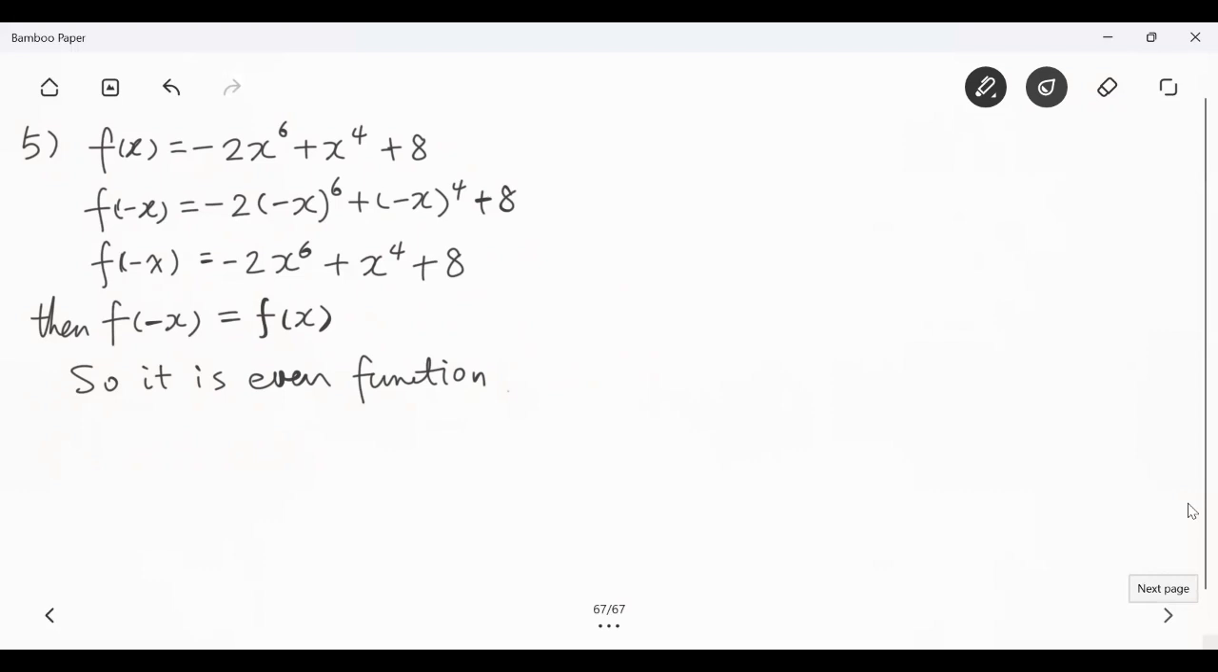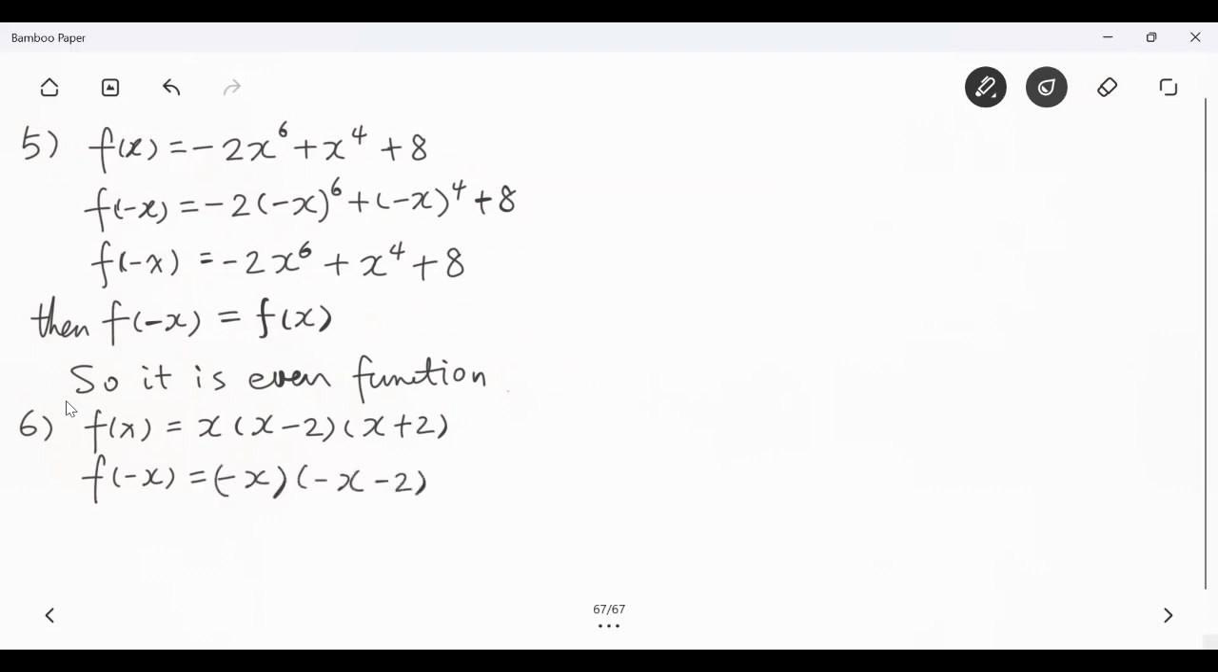Next, number 6. If f(x) equals x times (x minus 2) times (x plus 2) in factored form, right? In the same way, you put the negative x in for x. So the right side becomes negative x times (negative x minus 2) times (negative x plus 2), right? So simplify it.